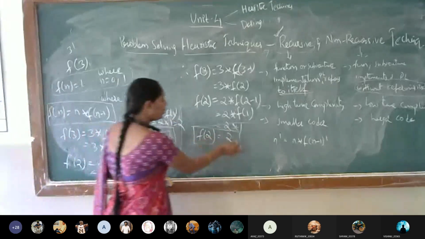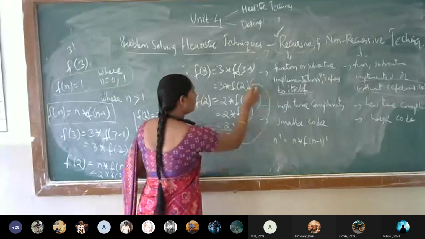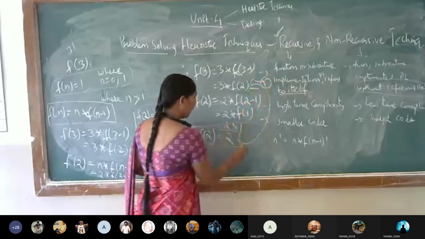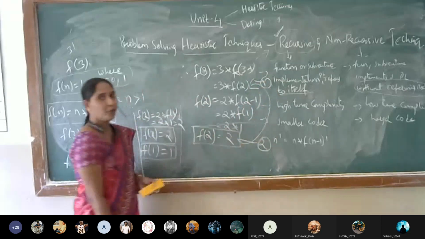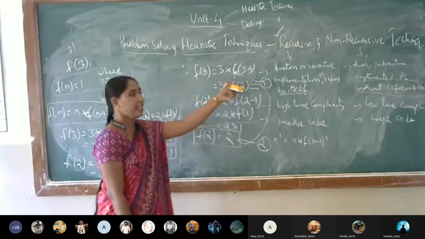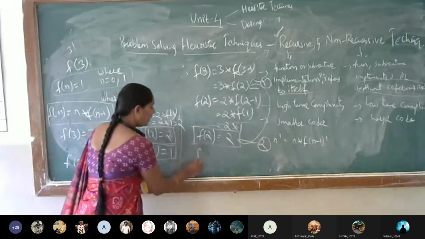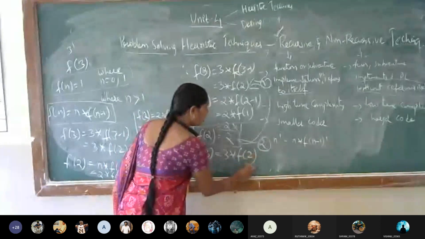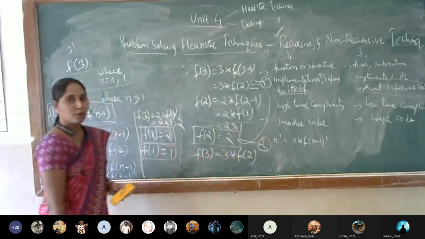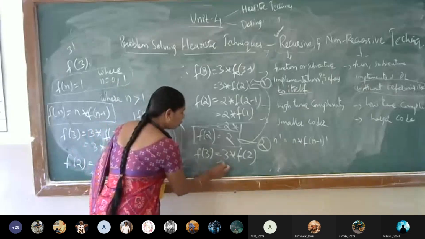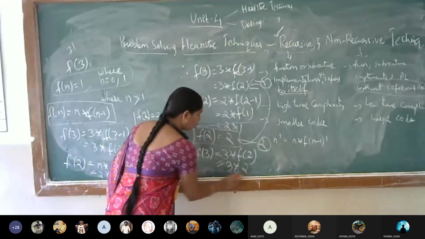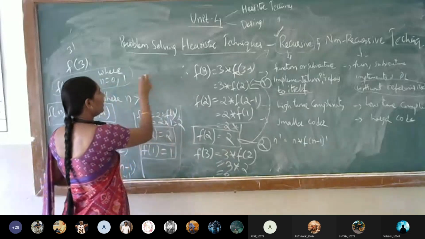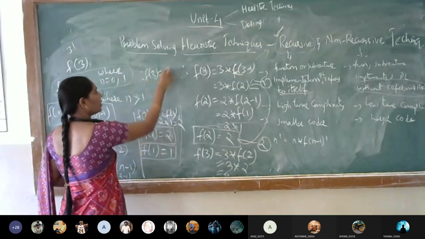Now substitute this particular f of 2 in this particular equation. You can take this equation as 1 and this equation as 2. So substitute equation 2 in equation 1. Then what will you be getting? f of 3 is equal to 3 into f of 2. What is my f of 2 value? f of 2 is equal to 2, right? So we will be specifying 3 into 2. Finally you will be getting 6. Therefore, f of 3 is equal to 6.